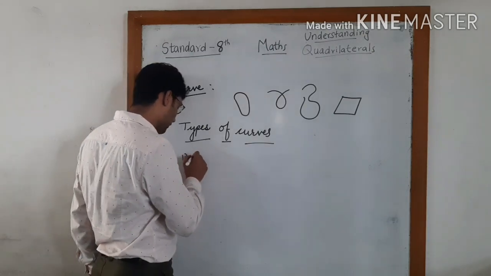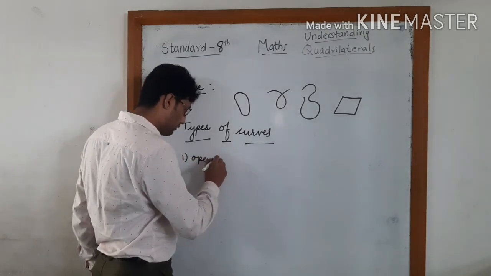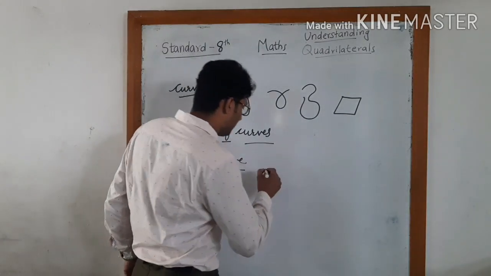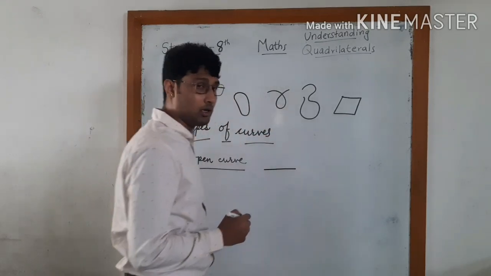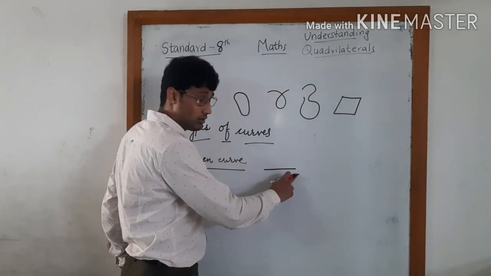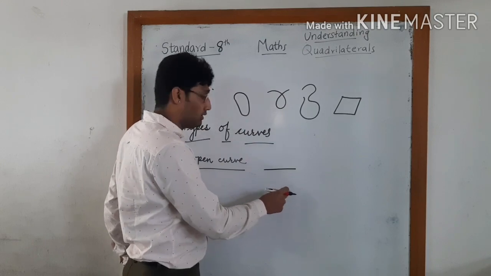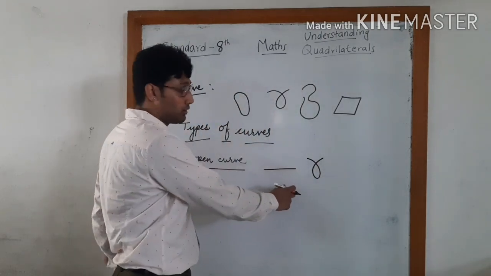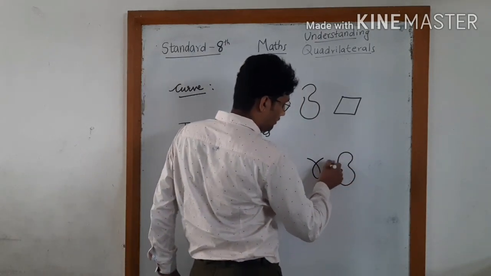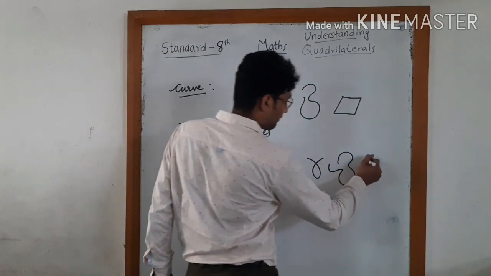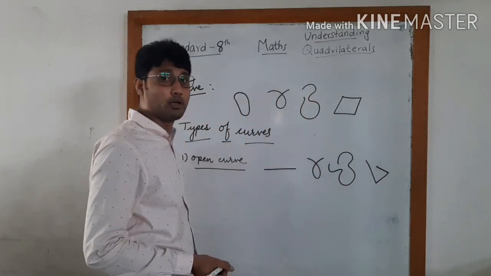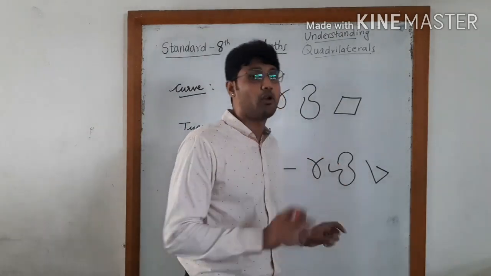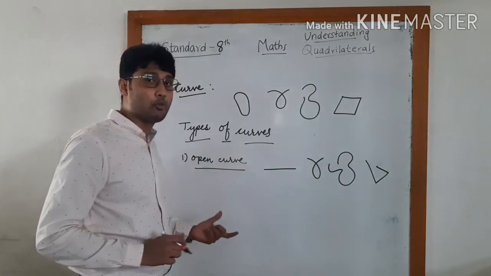First is the open curve. For example, a line is an open curve. There are two endpoints which are not connected to each other. This is an open curve. Similarly, this is an open curve. Open curve. There are two distinct endpoints, start point and end point, and they are not connected with each other. They are called open curves.